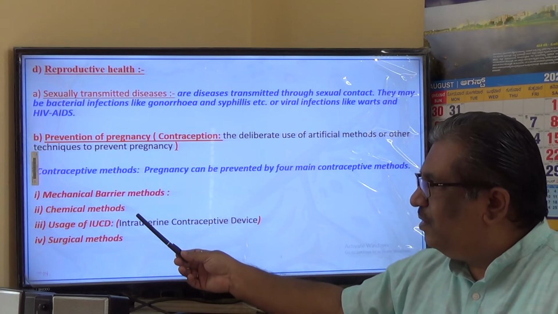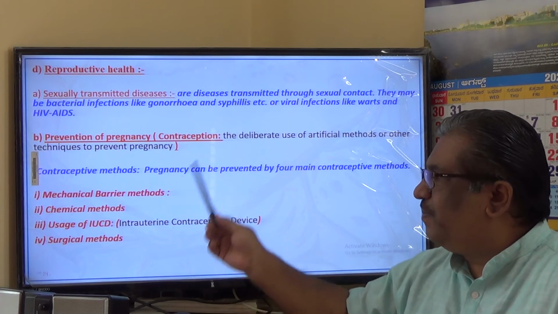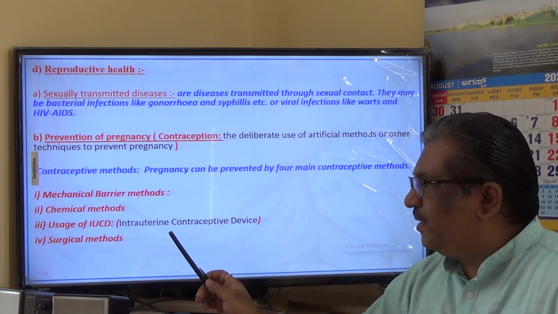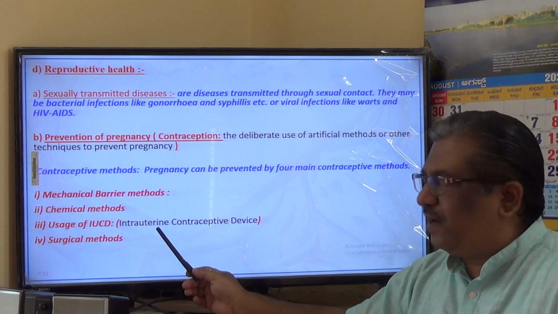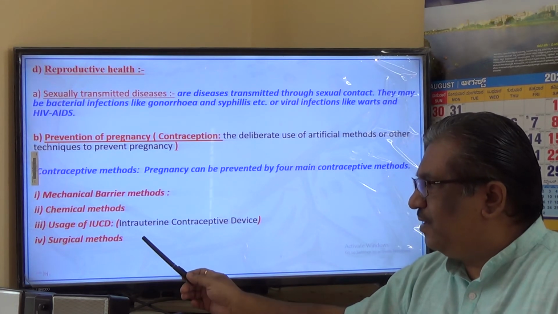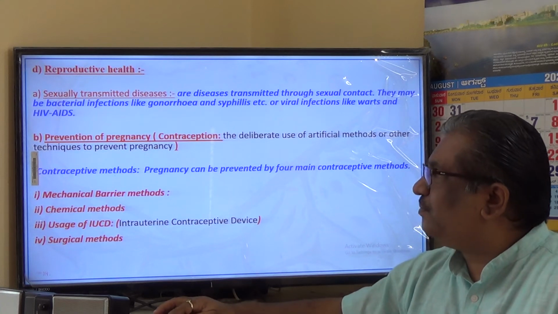So remember, mainly the 4 contraceptive methods to prevent the pregnancy that are quite popular are mechanical barrier methods, chemical methods, usage of IUCD, intrauterine contraceptive device, and surgical methods. Let us discuss these things in detail.